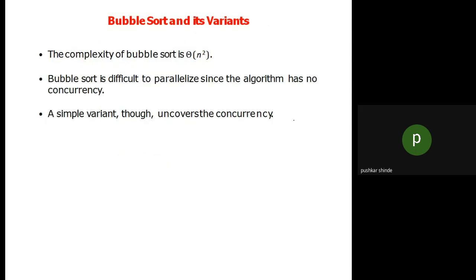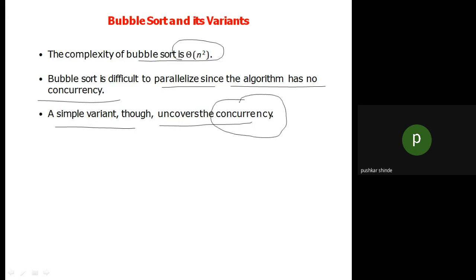The complexity of bubble sort is O of n square, or theta of n square. Bubble sort is difficult to parallelize since the algorithm has no concurrency. But a simple variant uncovers the concurrency. By modifying bubble sort a little bit, you can have concurrency in the algorithm, and then it can be executed in parallel more comfortably, and it will benefit from parallel platforms when we have concurrency in the algorithm.